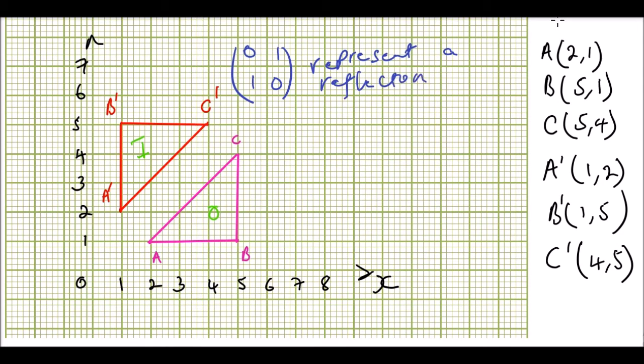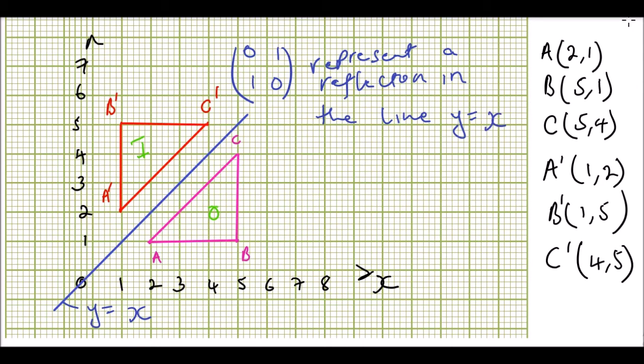Since you have done a lot on linear graphs, you can see the equation of this line is y equals x. So this matrix represents a reflection in the line y equals x. Remember, when you are describing a reflection, you must give the mirror line.